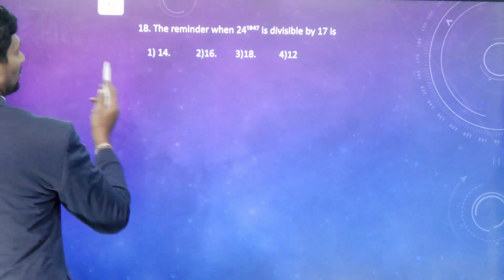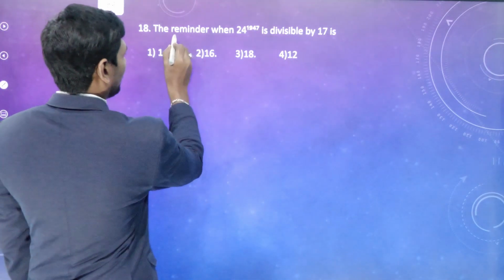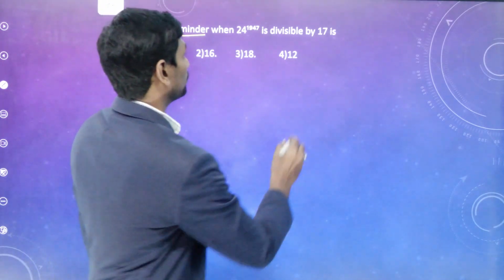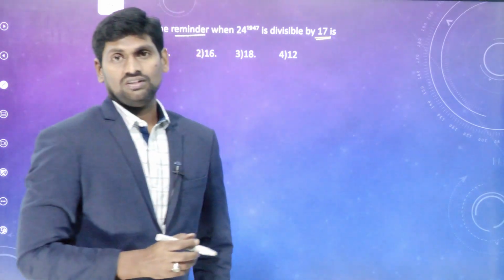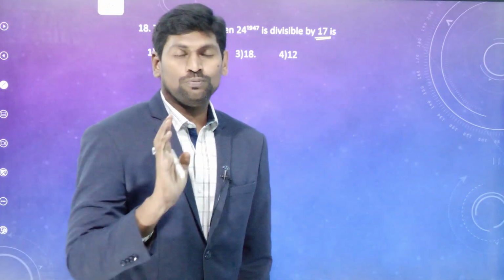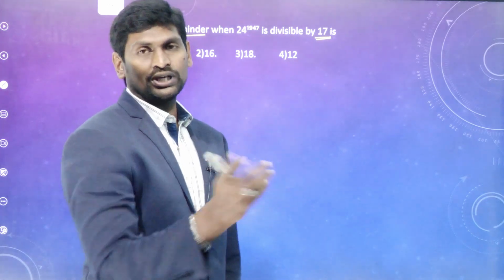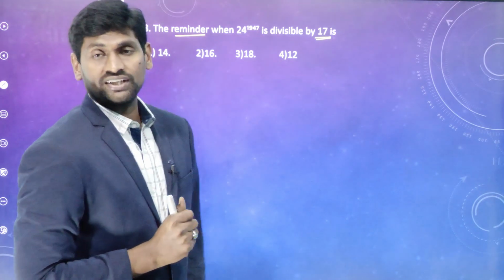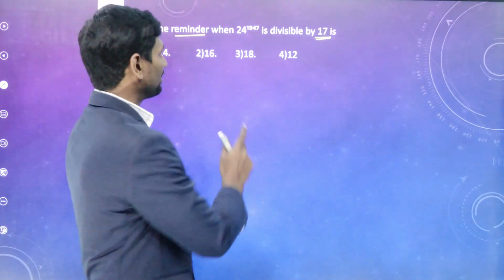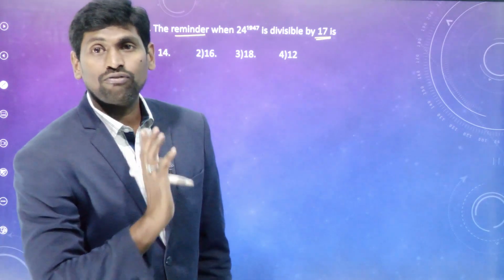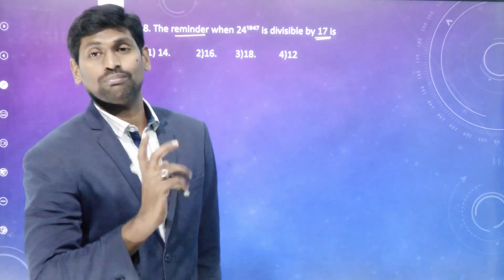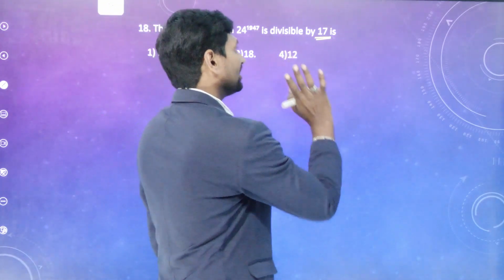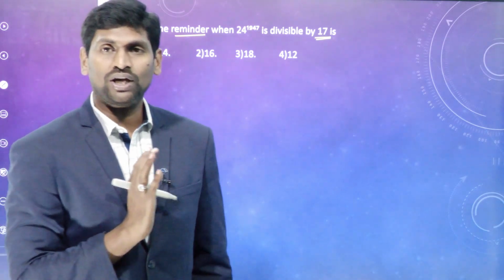Let us go to the next one. We need to find the remainder when 24 power 1947 is divided by 17. For example, 24 cube is 24 into 24 into 24, 3 times. But 24 power 1947 means we need to multiply this number 1947 times. See how huge a number will come. If you divide that entire number by 17, there is a remainder. We need to identify it.